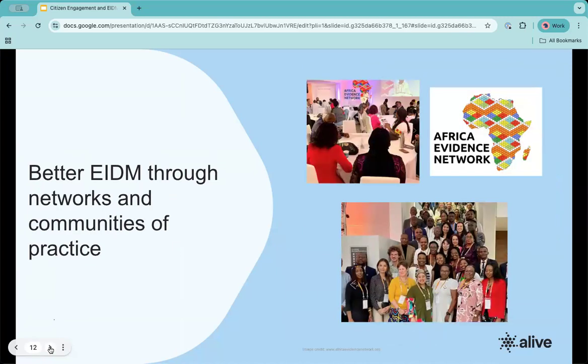So the other example I wanted to share was around how, and I believe this community is a really good example, evidence-informed decision-making is strengthened through citizen engagement in networks and communities of practice as well. And of course, that can have multiple elements.